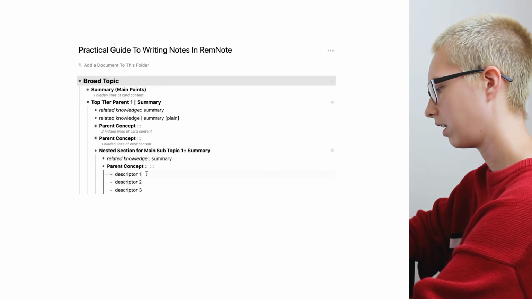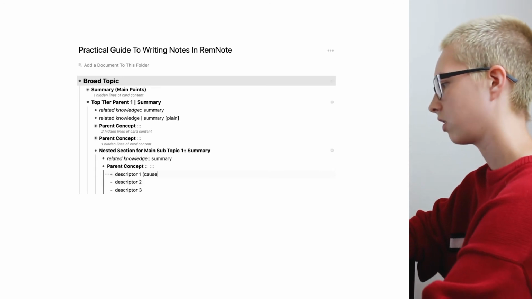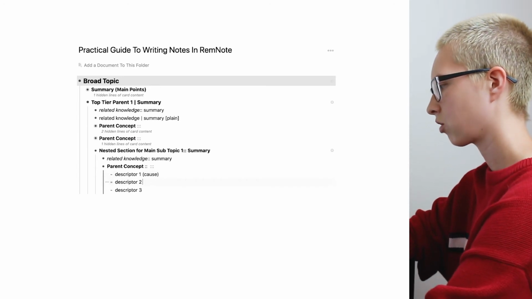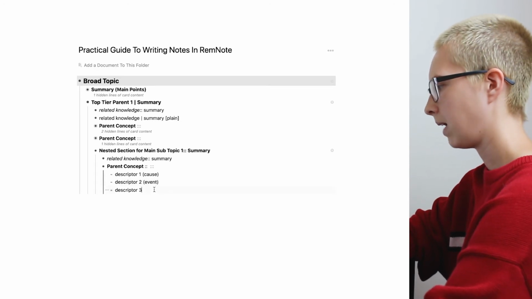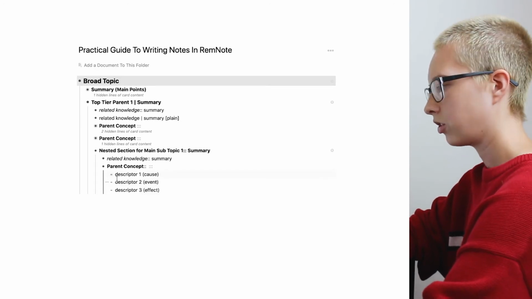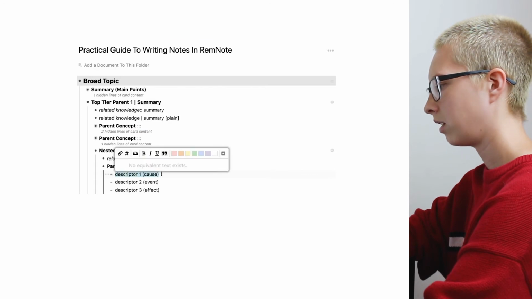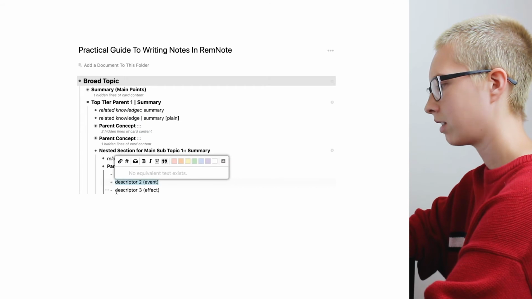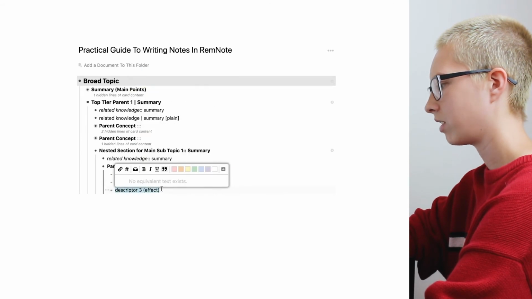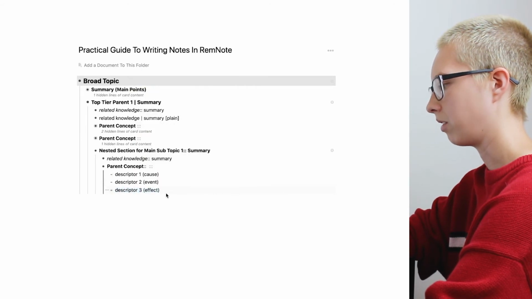Like if descriptor 1 is the cause of our concept, descriptor 2 might be the event, and descriptor 3 may be the effect. So as we answer each one, the cause, I'll be able to reference that cause in order to remember the event, and then reference the event in order to remember the effect.